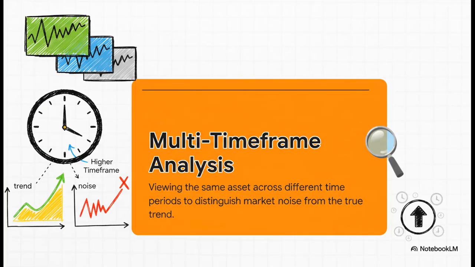So what is multi-time frame analysis, or MTA, anyway? It's actually pretty simple. It's just the process of looking at the same stock or currency or whatever you trade across a few different charts at once. You know, like looking at the daily, the 1-hour, and the 15-minute chart all together. When you layer them like this, you get so much more context. It helps you separate the junk, the meaningless noise, from the actual trend that you should be trading with.